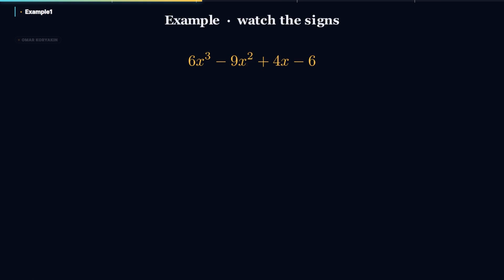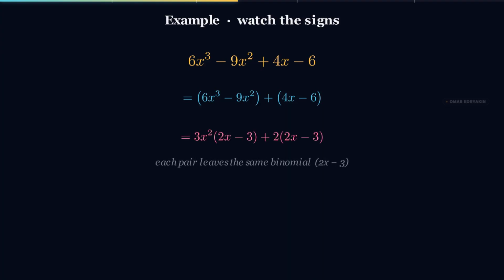Example 1. Factor 6x cubed minus 9x squared plus 4x minus 6. Four terms again, but the coefficients are larger, so the pair factorizations need a bit more care than the concept example. Split into two pairs. The first pair is 6x cubed minus 9x squared. The second pair is 4x minus 6. The plus sign between the two parenthesized groups stays positive, so we do not have to worry about a sign flip on this one. Factor each pair.